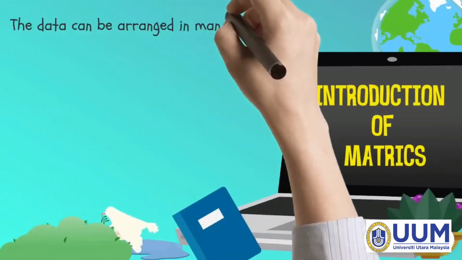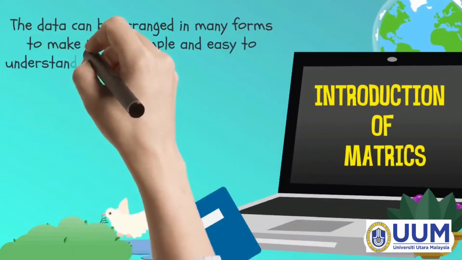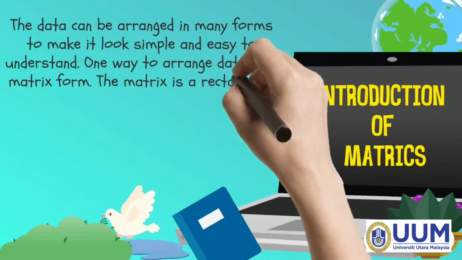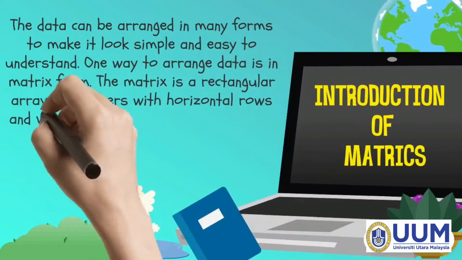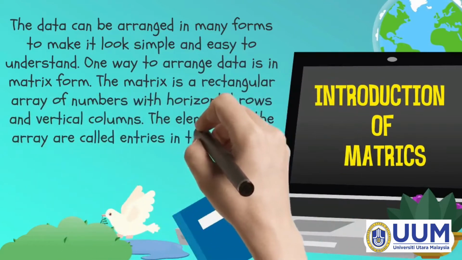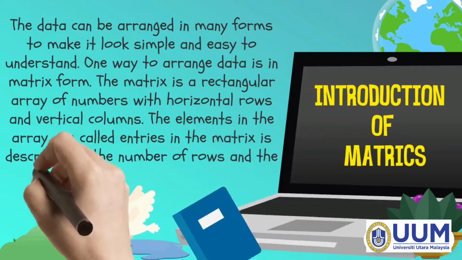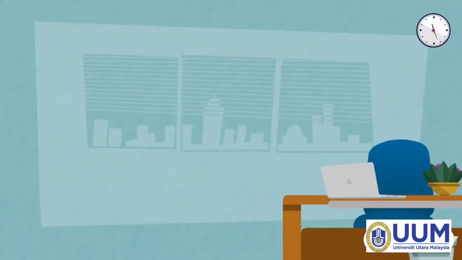Introduction of matrix. The data can be arranged in many forms to make it look simple and easy to understand. One way to arrange data is in matrix form. The matrix is a rectangular array of numbers with horizontal rows and vertical columns. The elements in the array are called entries in the matrix. The size of the matrix is described by the number of rows and the number of columns it contains.